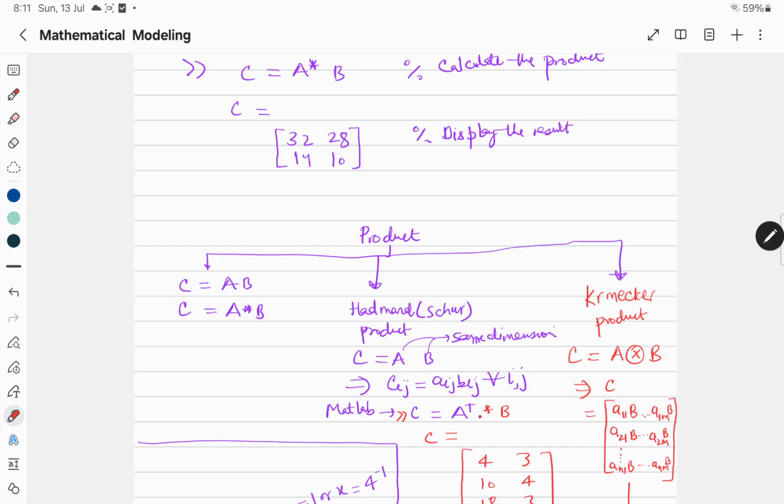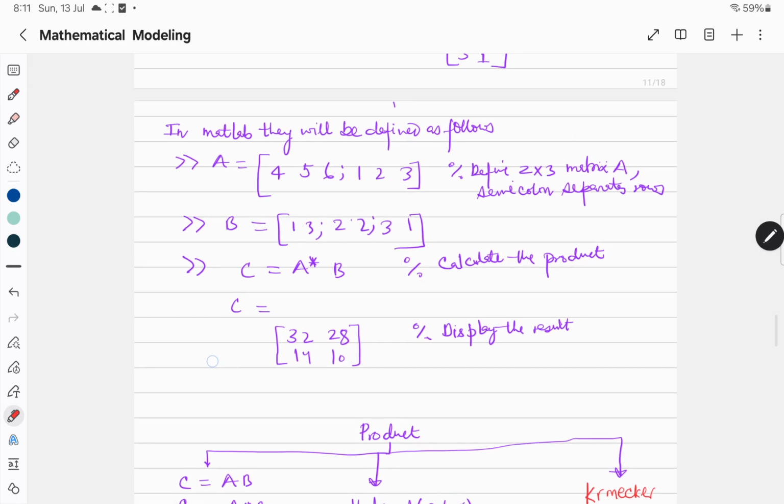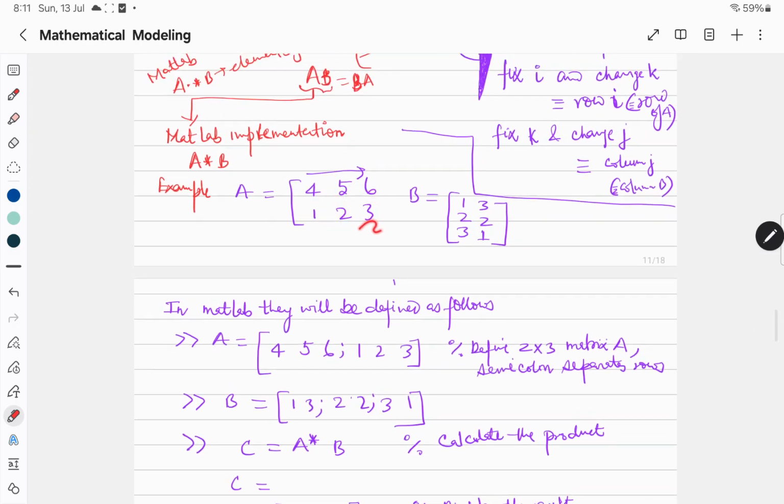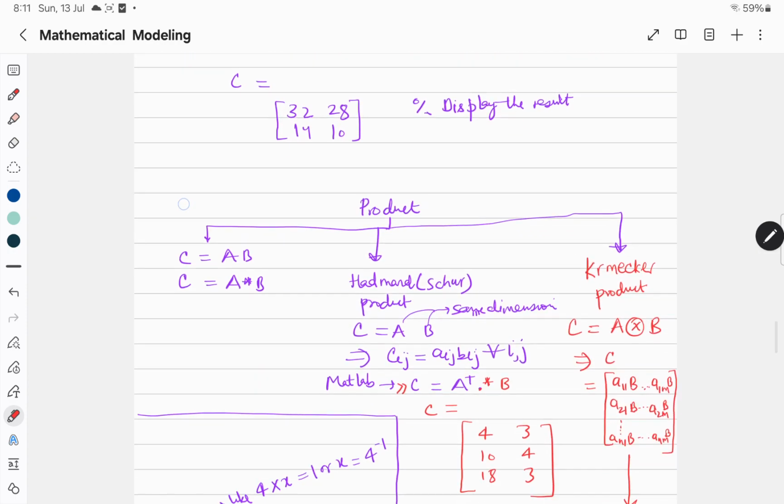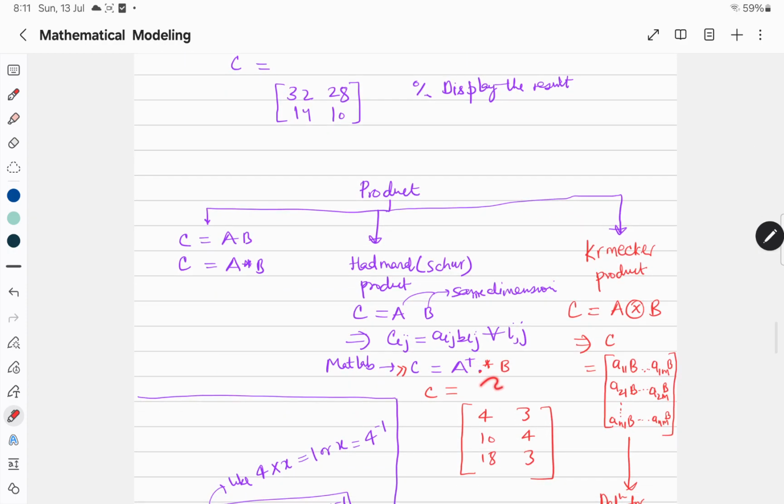So in MATLAB, if you want to implement this, what will you do? See, this is 4 5 6 and 1 2 3. If we take the transpose, meaning rows into columns and columns into rows, then it will be 4 5 6 and 1 2 3. So both will become the same dimension, that is 2 cross 3 and 2 cross 3, and we can multiply those. So we take the transpose, A transpose, and dot star, dot star for element by element multiplication. So A transpose dot star B will give us C equal to 4 3 10 4 18 3.